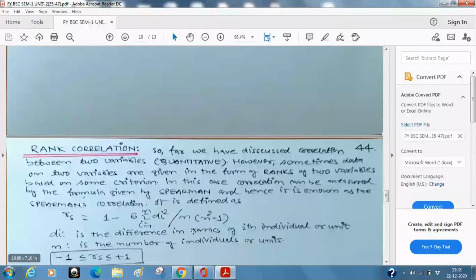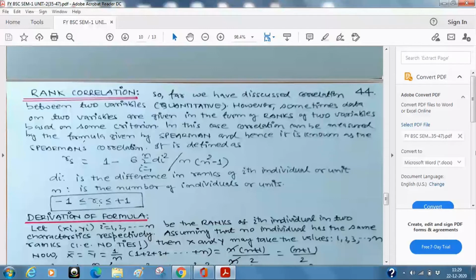What is the other thing appearing in the formula? N is very simple: N is the number of individuals or units. And again, because this is a rank correlation coefficient, as we have proved earlier, this rank correlation will also lie between -1 and +1. What is the interpretation? We'll come back. Rs equal to -1 means perfect disagreement in the ranks.